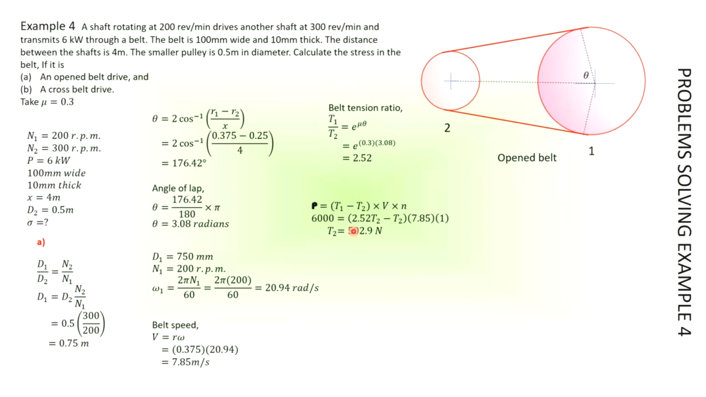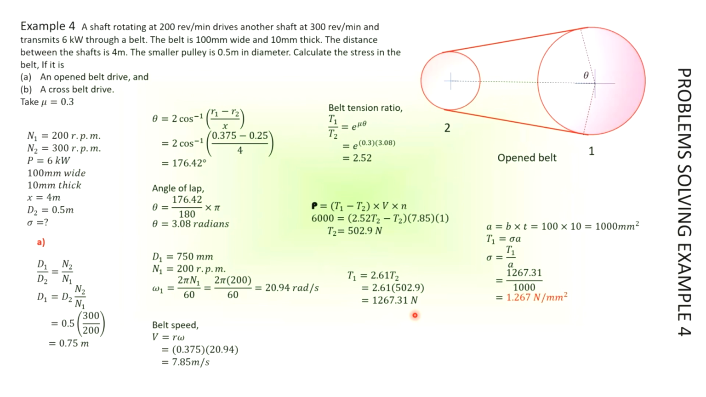Put it here so that you can find your T2, because they have given us the power, 6 kilowatts. With these two equations, if the power, the coefficient of friction and the angle of lap are given, then definitely we will be able to work out T1 and T2 by simultaneous equations. Then you can find your T1. This should be 2.52, something wrong here. You can double check this later on. It should be 2.52 here, it's not 2.61.